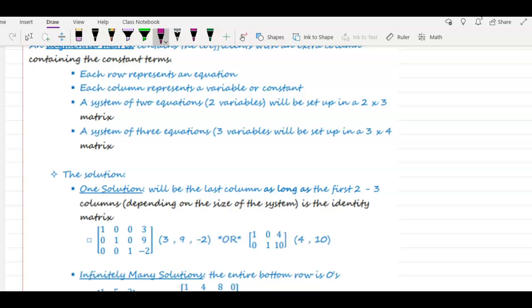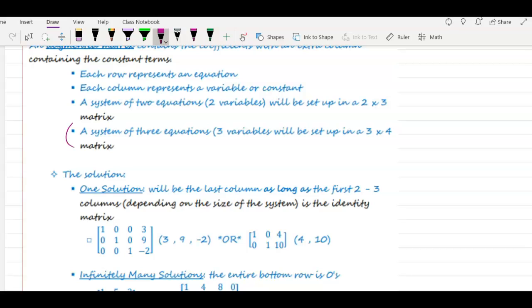And then the columns, think about architecture. If you have a column on your front porch or a column in a museum, the columns go from the ground to the top. The columns are vertical, okay? So that's how we can remember that these are the columns going up and down versus the rows going side to side. Each column is going to represent a different variable. And then the final column will represent the constants.